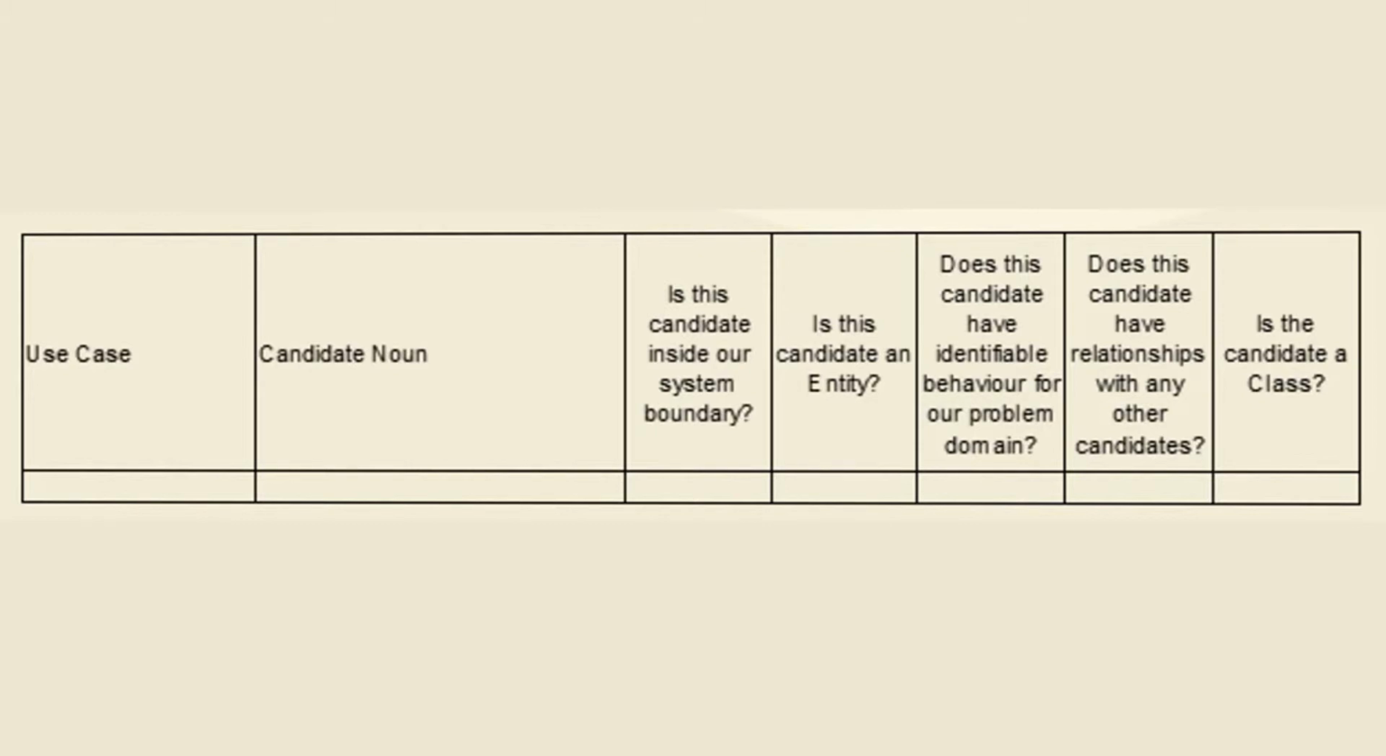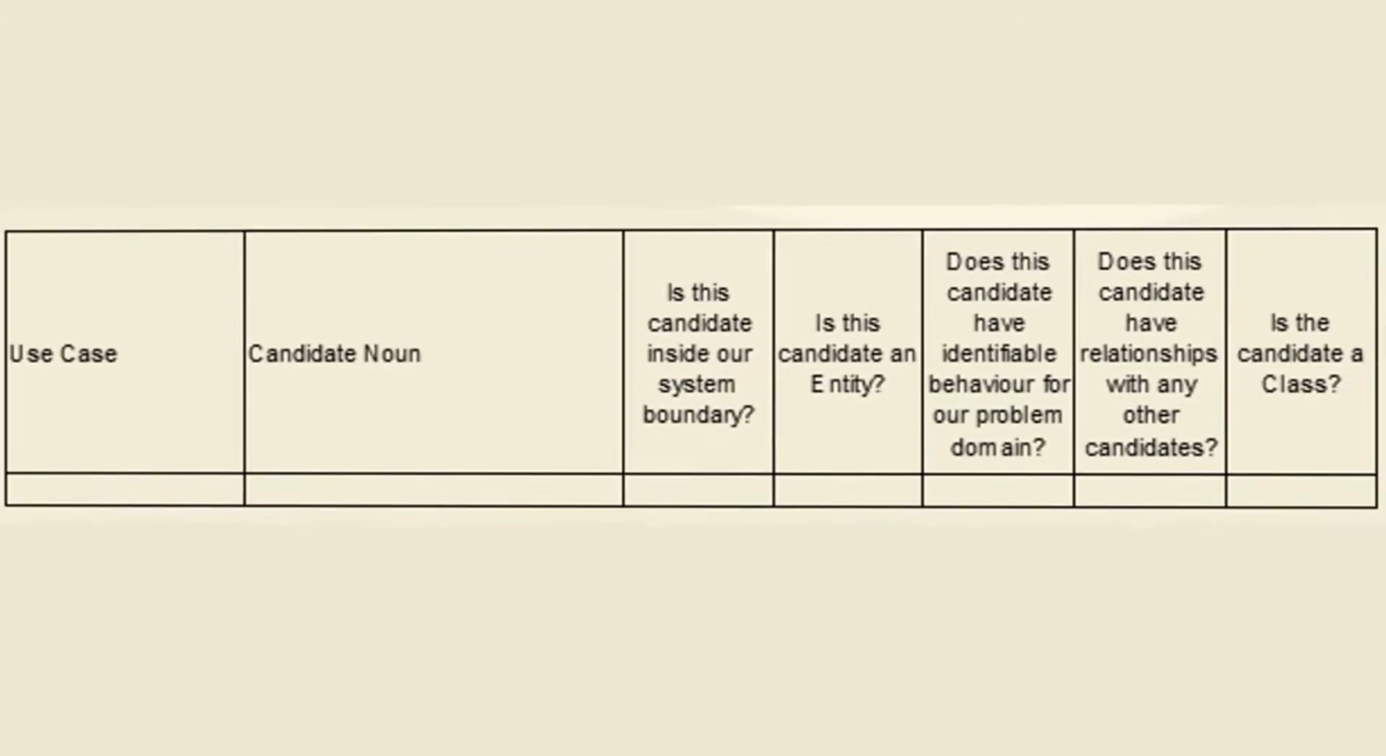When using the noun extraction approach, we identify noun clauses or noun phrases in the use case documentation, and then for each noun we ask ourselves the following questions. Is this candidate inside our system boundary? If it's not, it may be an actor of our system. Secondly, is this candidate an entity? By this, we mean, is it a person, a place, an object, an event, or a concept in the user environment about which an organization wishes to maintain data? For the last two questions, to answer them, we need to review the class responsibility collaboration cards to see if there is a real reason for that noun to become a class.